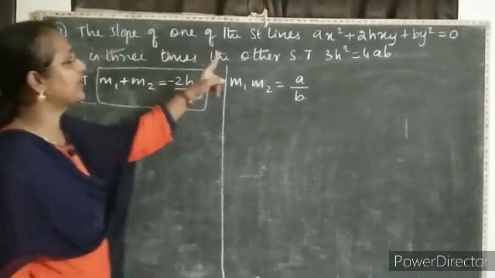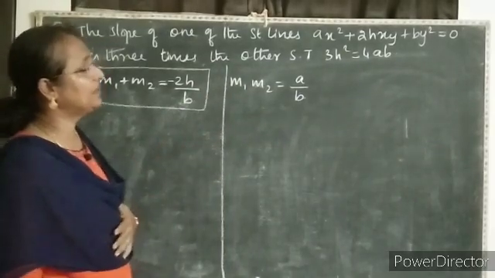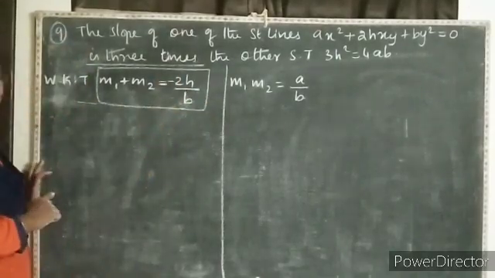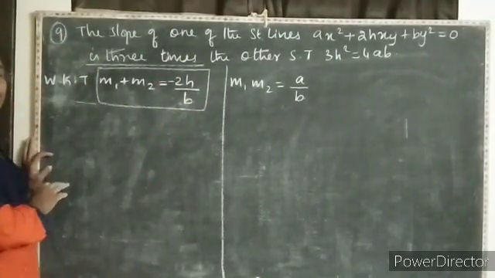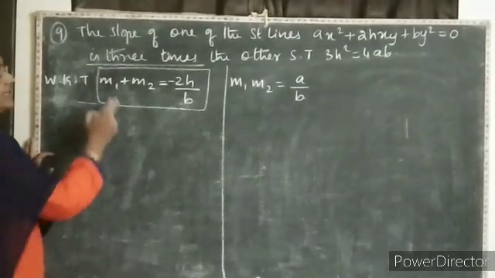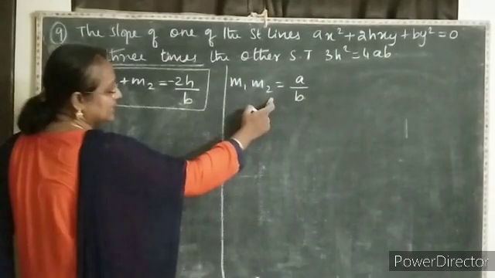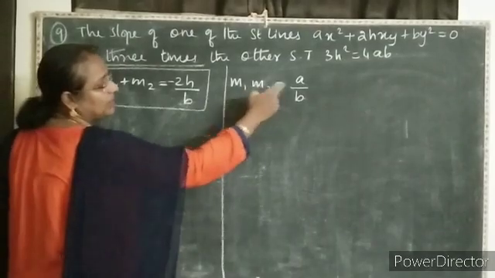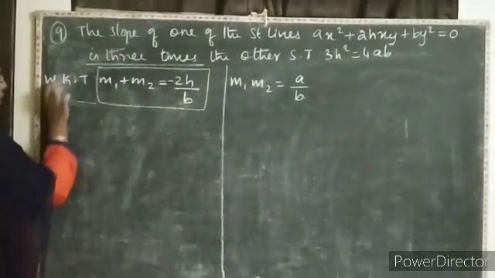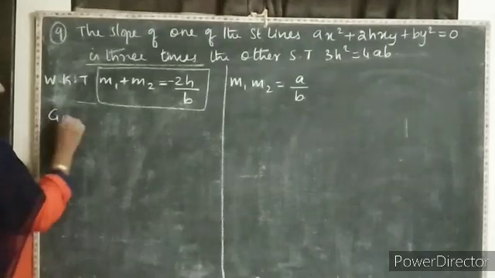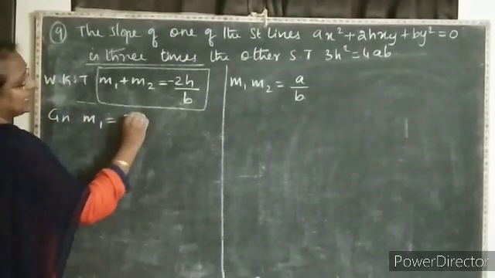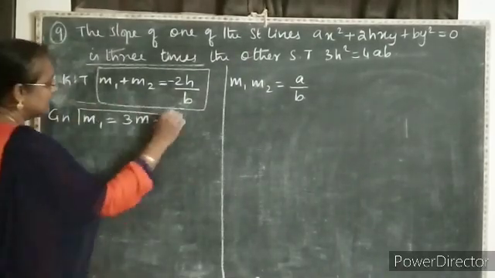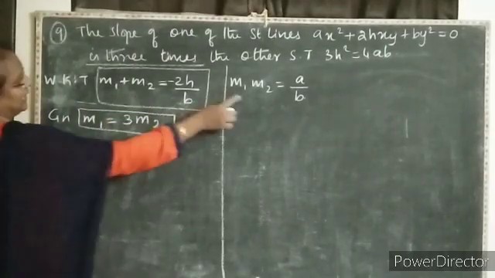Okay students. Now the same method, but only one thing is different here. The slope of one of the straight lines ax squared plus 2hxy plus by squared equal to 0 is 3 times the other. The same slope concept we are going to use. Under the slope concept we know two things, the sum of the slopes and the product of the slopes. So m1 plus m2 equal to minus 2h by b, and m1 into m2 equal to a divided by b. Now it is given that m1 is equal to 3 times m2. So I am going to substitute this in this condition as well as here.